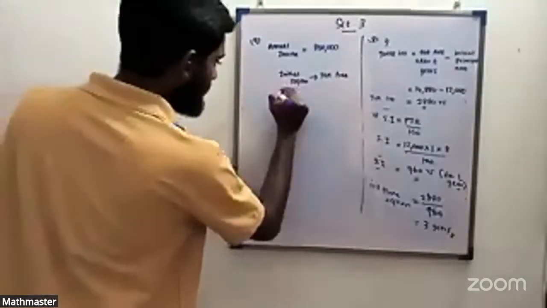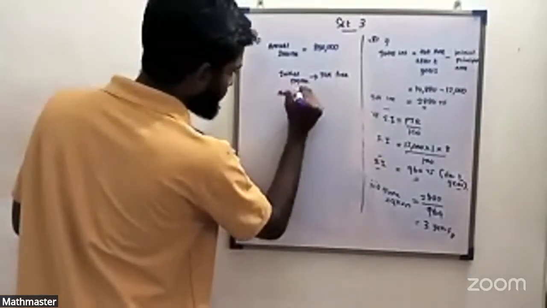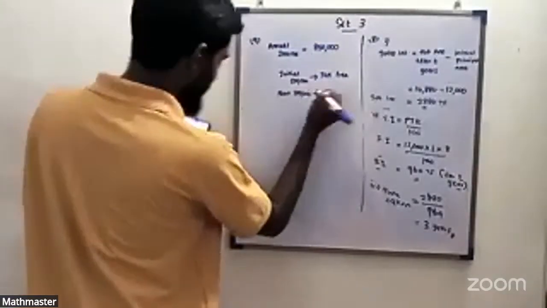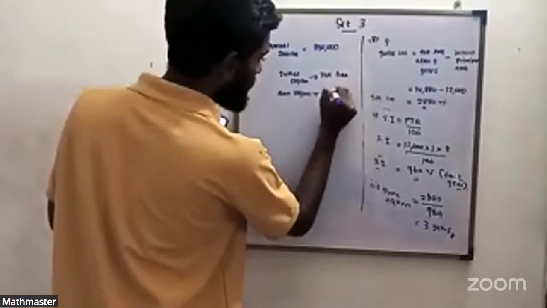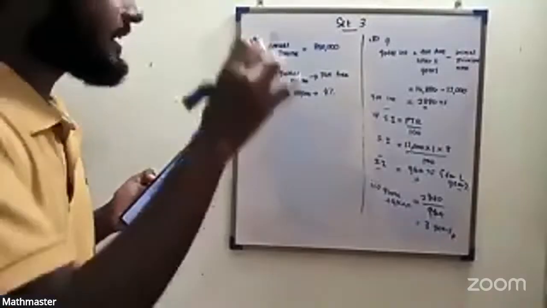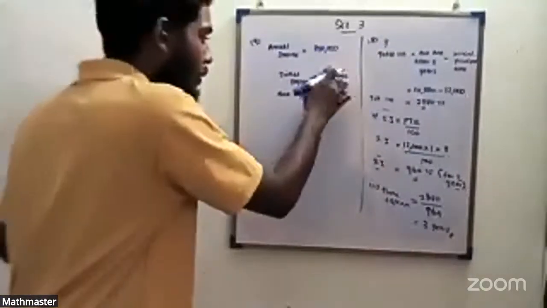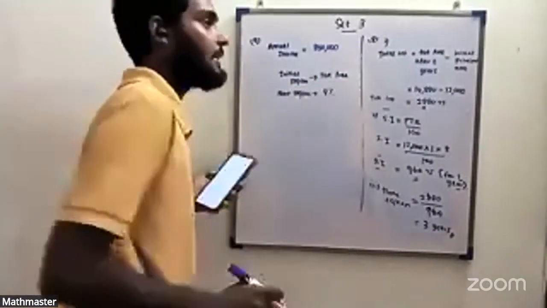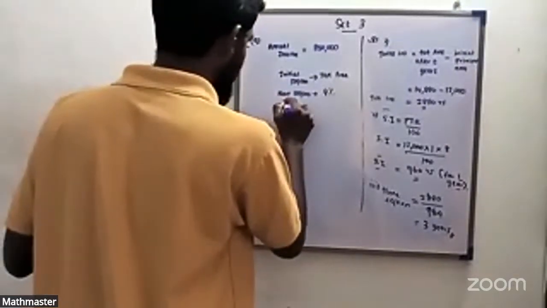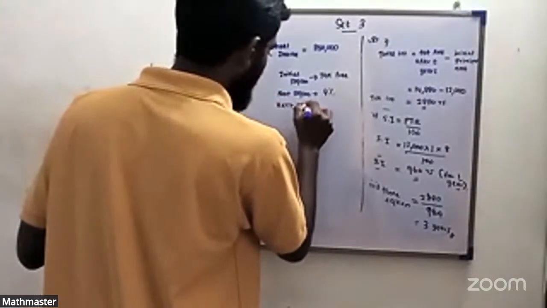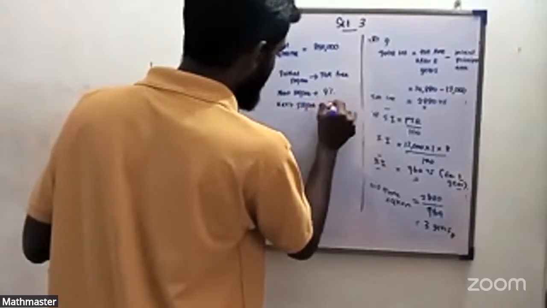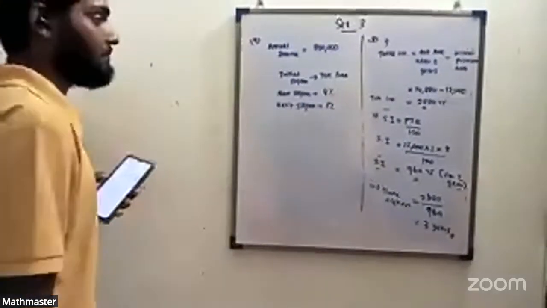Then the next 500,000, they say 4% tax will be coming. For the next 500,000 cluster, 4% tax will be incurred. Then for the next 500,000, it says 8%. This is the table that they have given.